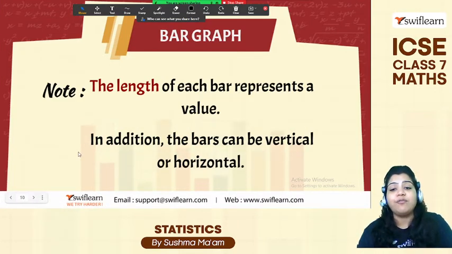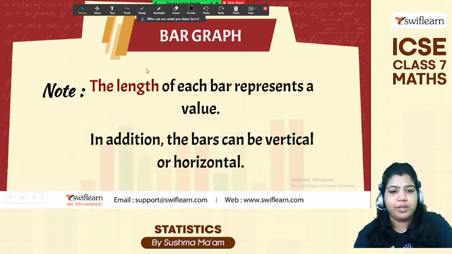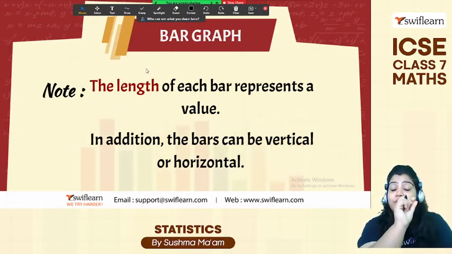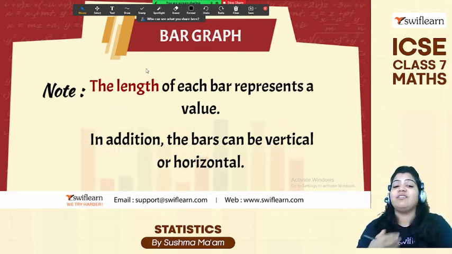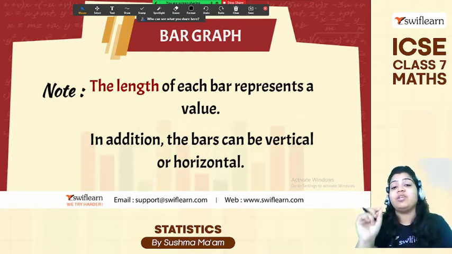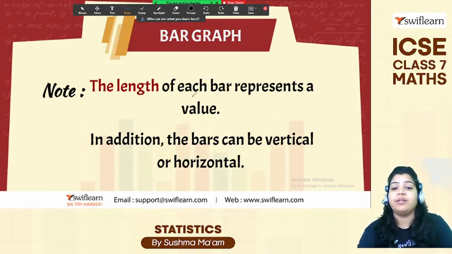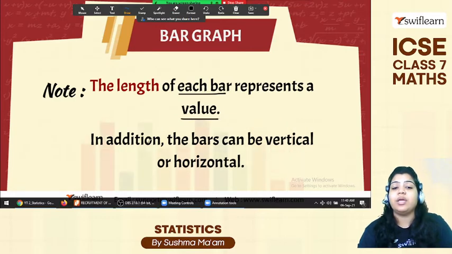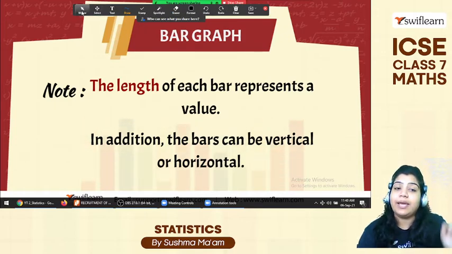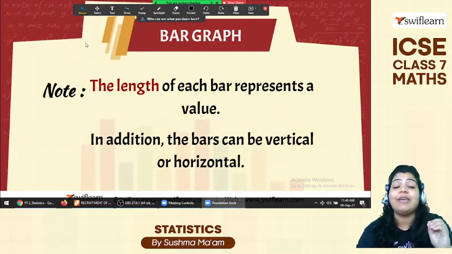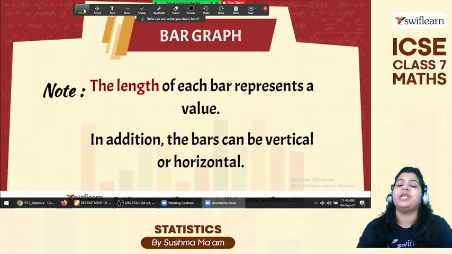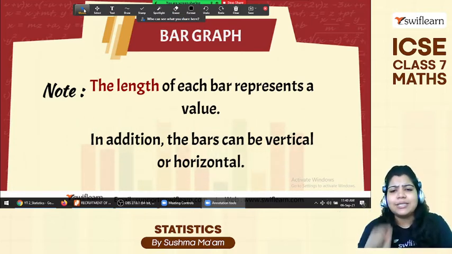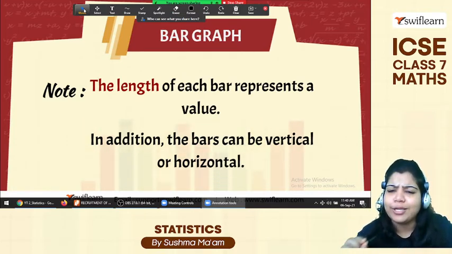So the length of each bar represents a value. Just as I showed you, when we have 40, 60, that length is having the value of the bar. And the bar can be vertical or horizontal. This is also the introductory part and we will give you each and every point. It's not that we just take a question and solve it, everything will be explained very comfortably.